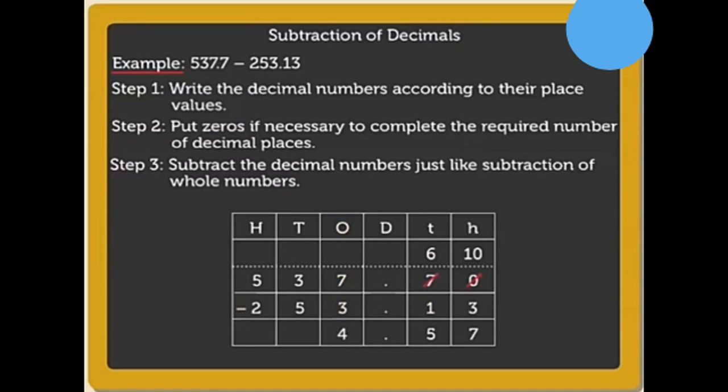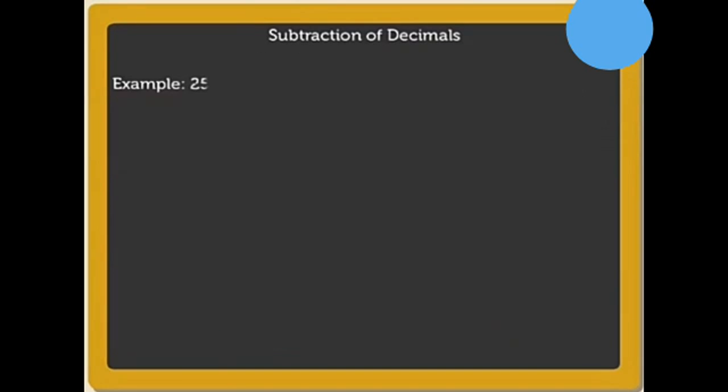Next, subtract tens. As there are not enough tens, we regroup 5 hundreds and 3 tens to 4 hundreds and 13 tens. Therefore, 13 minus 5 is equal to 8. Last, subtract the hundreds. That is 4 minus 2 is equal to 2. So, we get the answer as 284.57. Let's solve one more example.